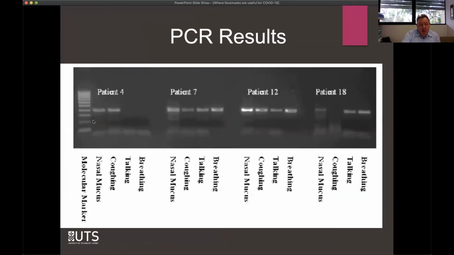So if we looked in nasal mucus, and that's typically the gold standard when you're looking for respiratory virus, you can see that all these patients had virus present in their nasal mucus. This patient here only had virus present when they wore the mask when they were pretending to cough, whereas the 2 middle patients have got virus present in all samples, and across here, this patient was negative in the coughing. So this was actually the first illustration that aerosolization of virus was possible just through things like talking and breathing.